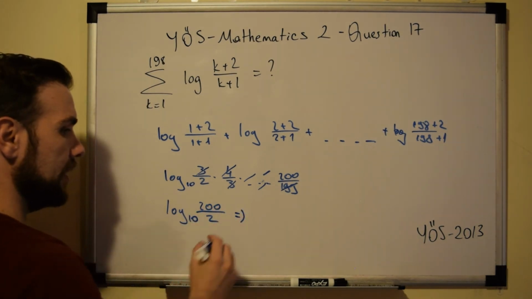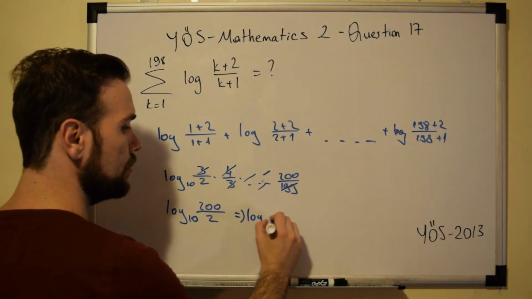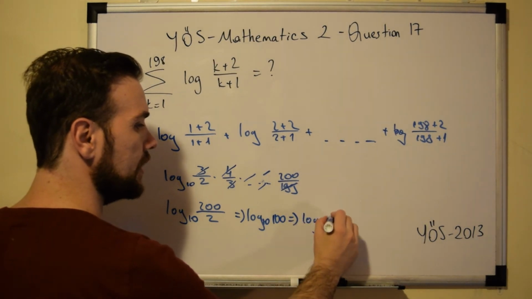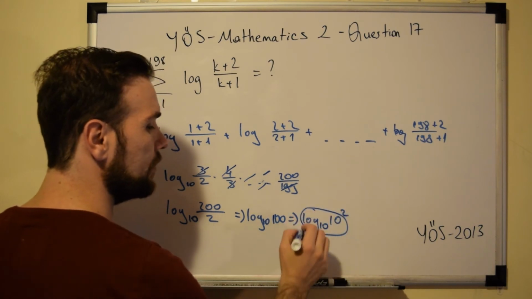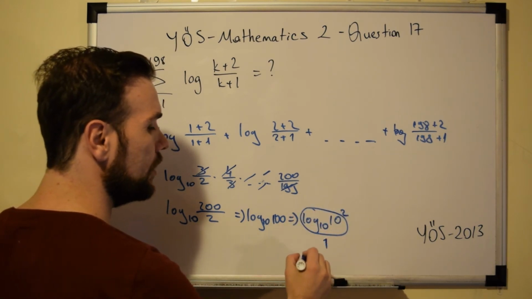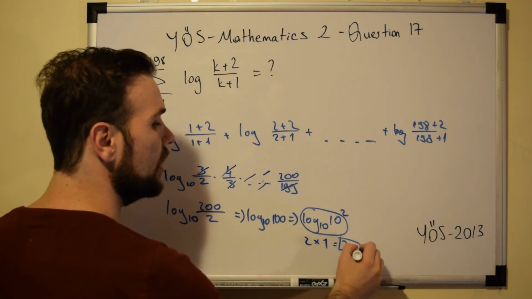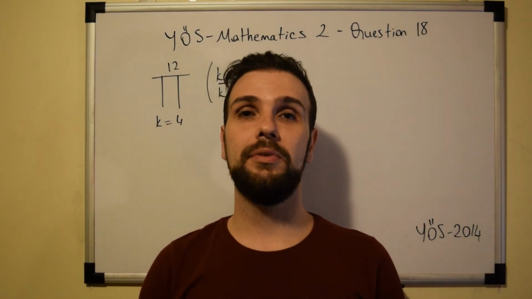What is another way of writing this? Logarithm of 200 over 2 is 100 to base 10. So this is equal to logarithm of 10 to the power of 2 to base 10. And we know that logarithm of 10 to base 10 is 1. So we have 2 times 1 equals 2. And this is the right answer for this question. Welcome to question number 18.